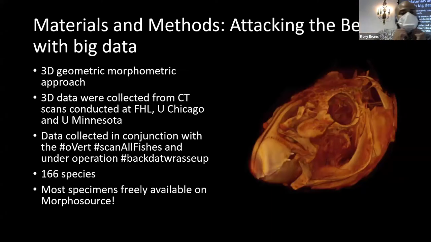So in order to answer this question, we took a 3D geometric approach, where we microCT scanned about 220 species now, but at the time that we started this, we were at 166. So we microCT scanned a bunch of wrasses at Friday Harbor, University of Chicago, University of Washington, and Rice University, under the Wrasse scanning initiative. Very proud of that name. It's cool, we created all these 3D models of wrasses. It's actually open source, available for anybody if you want to play with wrasses.